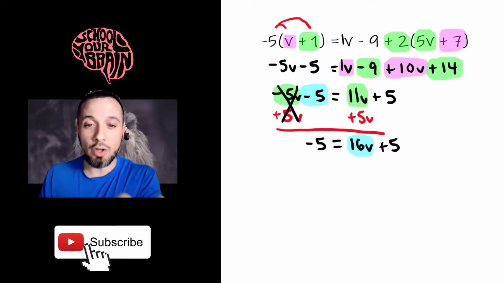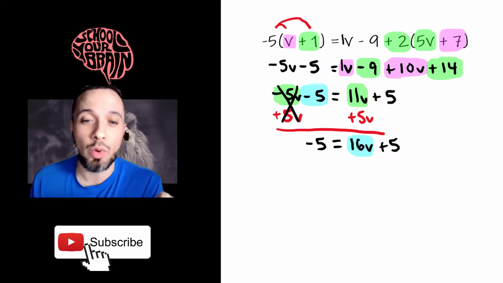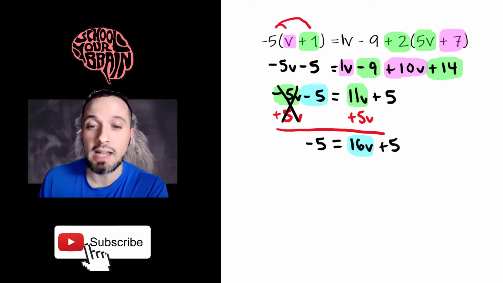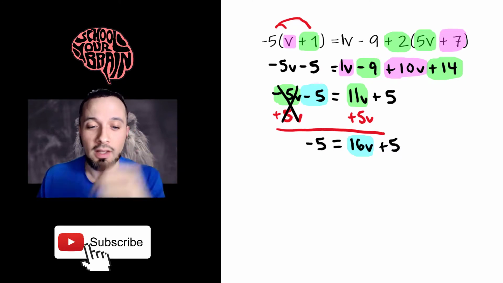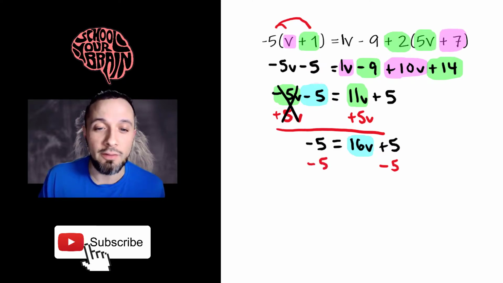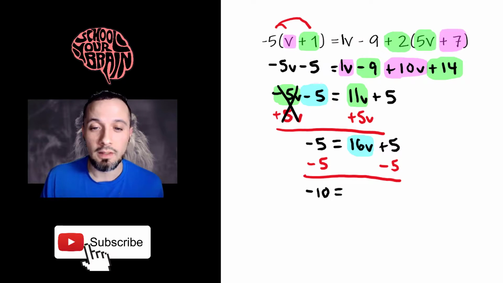So I know that I have v isolated on one side of the equation, which means I'm going to create a zero pair with the remaining constant on that side, which is the +5. To make a zero pair, the opposite of +5 would be -5, which means I'm using the subtraction property. And I'm going to take away 5 from both sides of the equation. Bring down my equal sign. -5 minus 5 gives me -10. This is a zero pair here, so that's gone. And we're left with 16v.